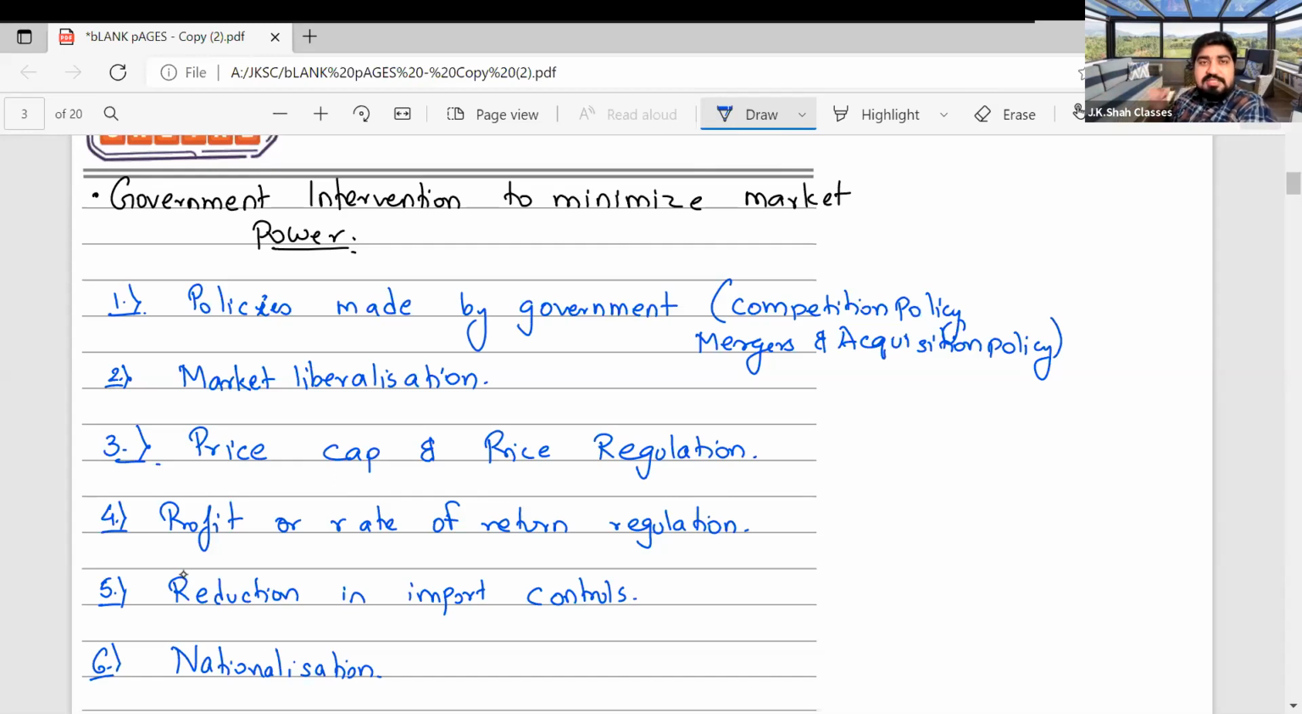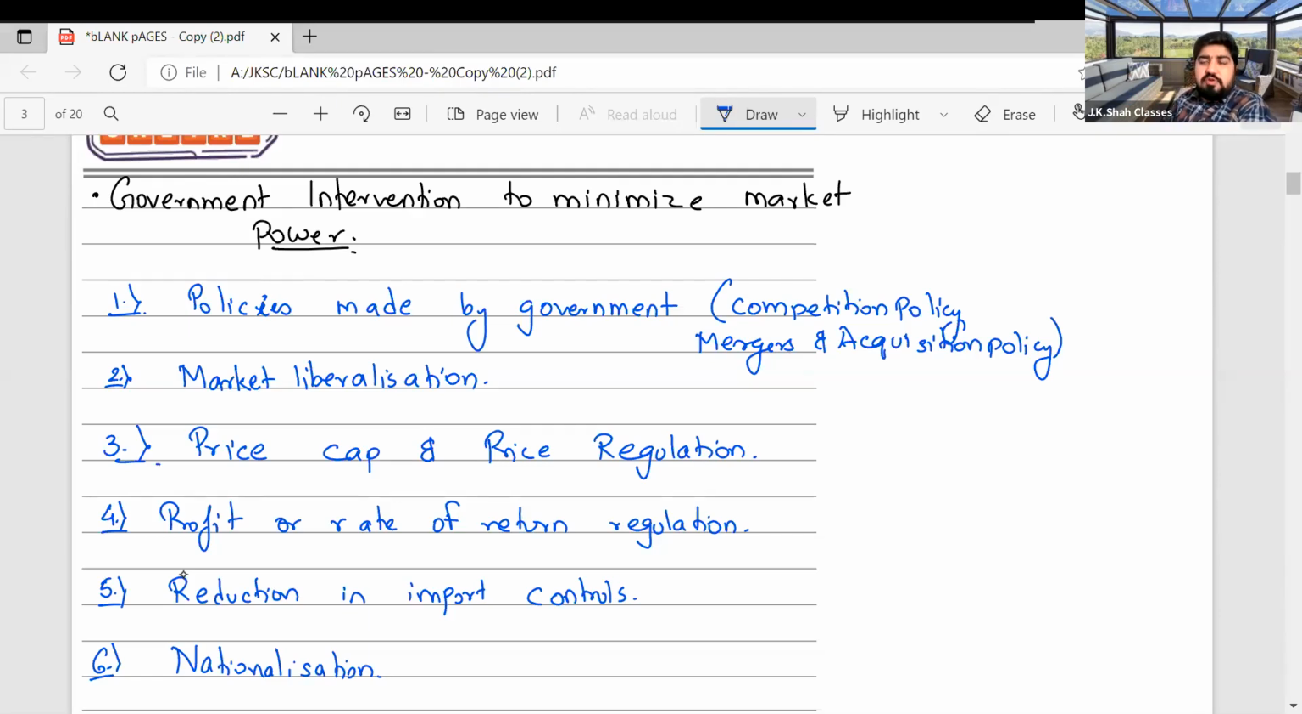RBI was nationalized. Earlier, RBI was also just any other commercial bank, but today it is nationalized. Banks were nationalized, correct? Many commercial banks were nationalized. So whenever you are running an organization which has a strong monopoly power, government will start owning that. So that is called as nationalization. I hope you are very clear in these 6 points.